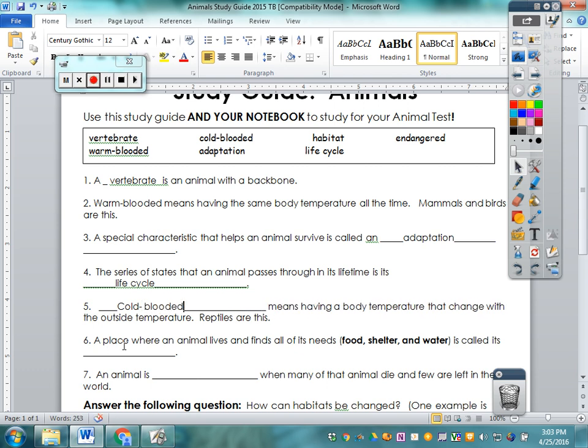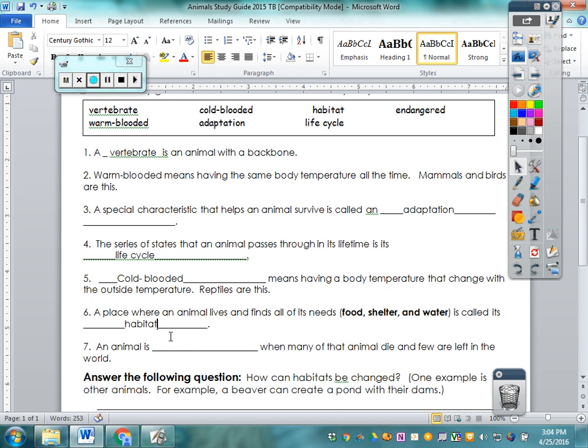Okay. A place where an animal lives and finds all its needs. It finds its food, shelter, water. What is this called? Everything that an animal needs. We don't just call it its home, we call it its habitat. And it's important that you know different animals that live in different habitats too. So thinking about a crocodile would live in the water or a swamp, and penguins live in cold places, that kind of thing. A bear, of course, would live in the forest.